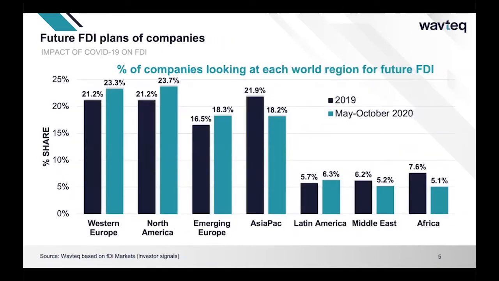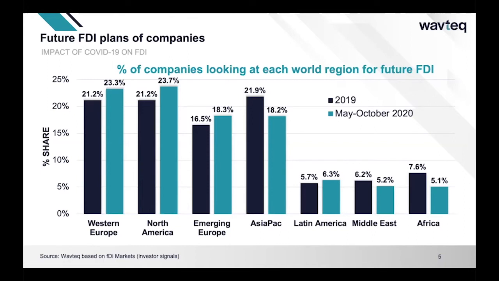But what does the future hold? Most people listening will be looking at attracting foreign investors and wanting to know what they are thinking of doing. So we have looked at the intent of companies. This comes from the Financial Times FDI Markets database, which tracks signals of companies wanting to invest overseas. We can see that last year, 21.2% of companies were considering Western Europe, compared to 23.3% this year. With North America, it's 21.2% up to 23.7%.